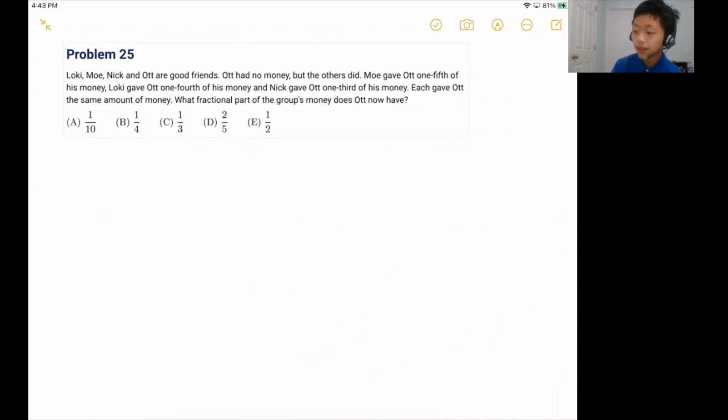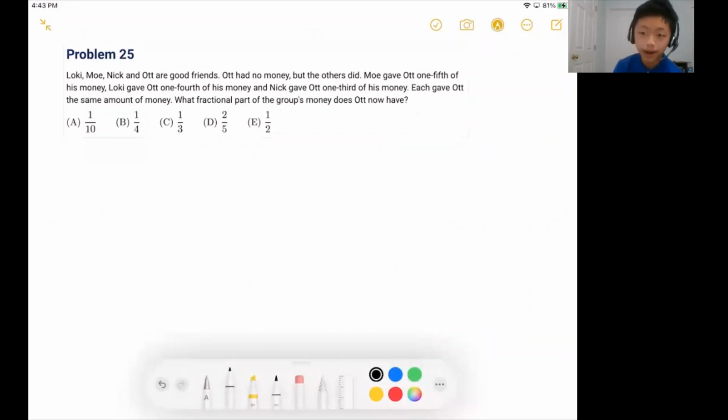So this is an example of a word problem. And remember, the general idea for word problems is you want to convert the words into math, right? The question says that Mo gave Ott 1/5 of his money, Loki gave Ott 1/4 of his money, and Nick gave Ott 1/3 of his money, and they all gave him the same amount of money.